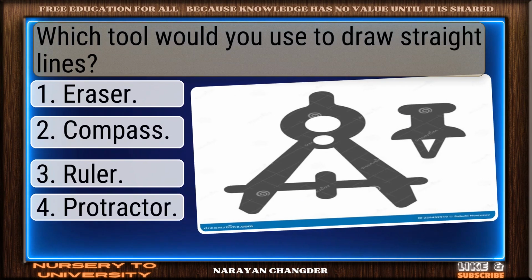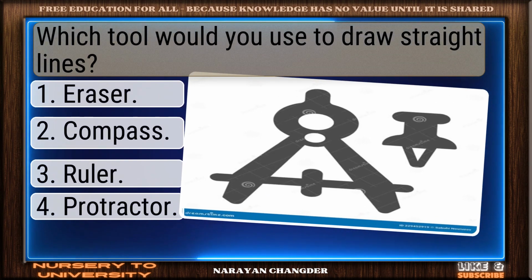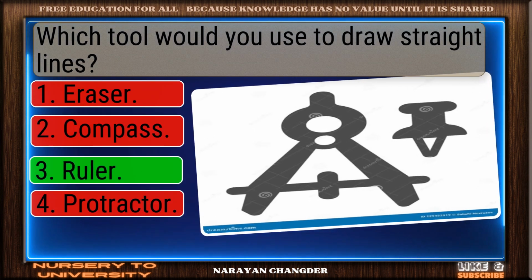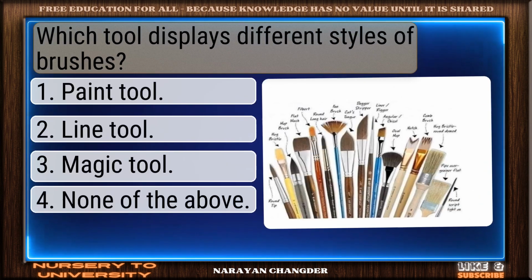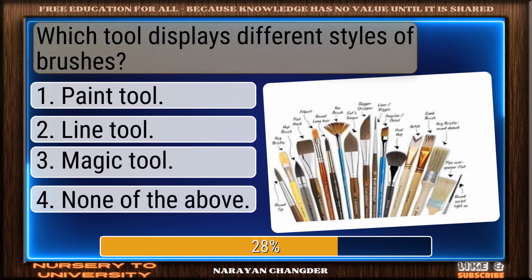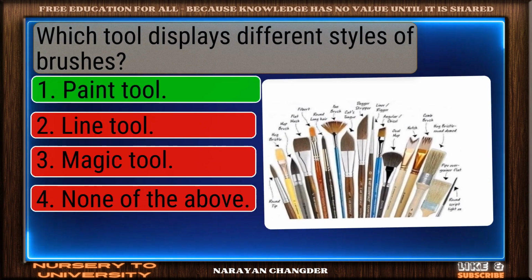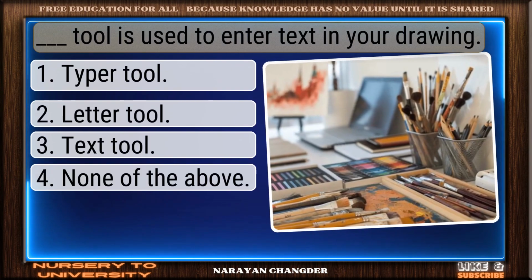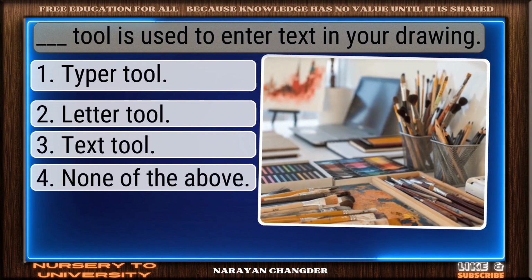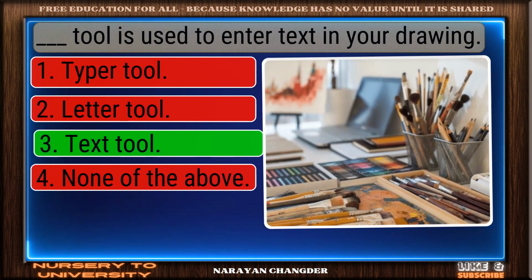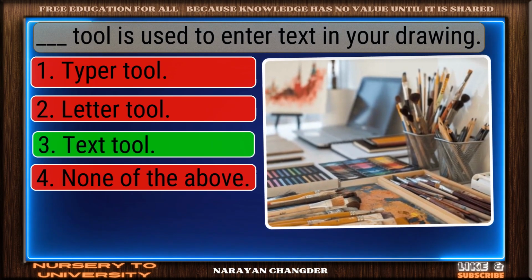Which tool would you use to draw straight lines? Nicely done. Ruler is solid. Which tool displays different styles of brushes? Clear logic. Paint tool is sound. Dash tool is used to enter text in your drawing. Exactly. Text tool makes sense.